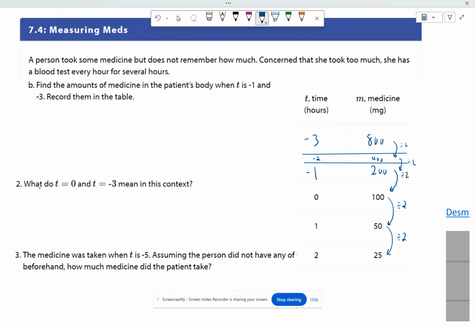What do T equals 0 and T equals -3 mean in this context? When T equals 0, this is when the person took their first blood test.